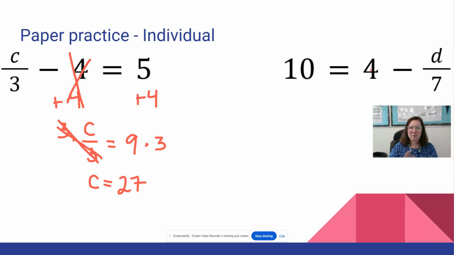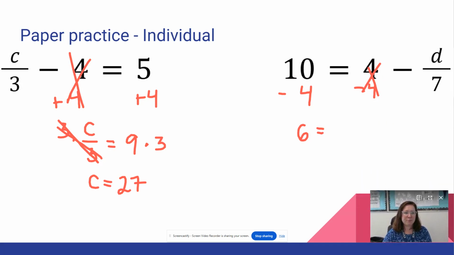Okay, over here we have something kind of similar. The d and the 7 are together, but this 4 we have to get rid of is a positive 4. So what's the opposite of a positive 4? It's minus 4. And that feels weird because of this symbol, but we'll get to that in a minute. Minus 4 on both sides of the equal sign. 10 minus 4 is 6. 4 minus 4 is 0, so we just get rid of that.